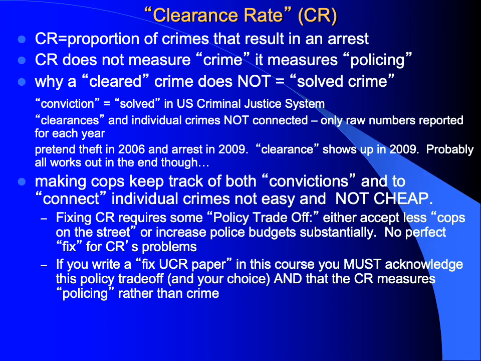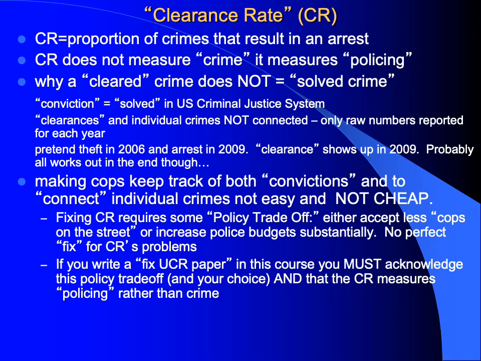Okay, so you can suggest this is a way to fix UCR, but you must be willing to accept the loss of cops on the street. Okay, or be willing to increase the police officers' budget substantially. Okay, do you accept either of these trade-offs? There is no perfect policy.